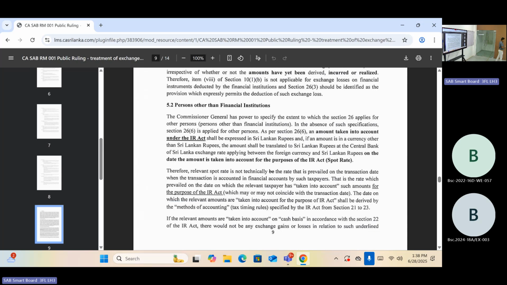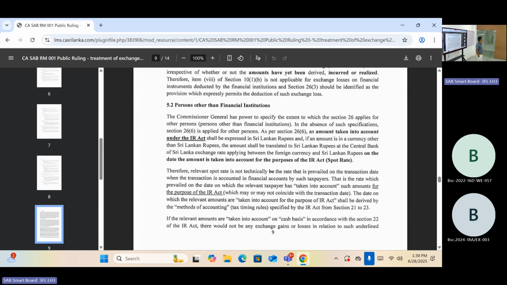You know that in Sri Lanka, we can even keep financial statements in a currency other than LKR. There is no mandatory requirement to keep accounts in LKR. So recording currency and transaction currency could be different. However, from a tax perspective, the tax needs to be worked out in LKR. So it says how it should be translated to LKR: the Central Bank of Sri Lanka exchange rate applied between the foreign currency and Sri Lankan rupees on the date the amount is taken into account for the purpose of the IR Act.